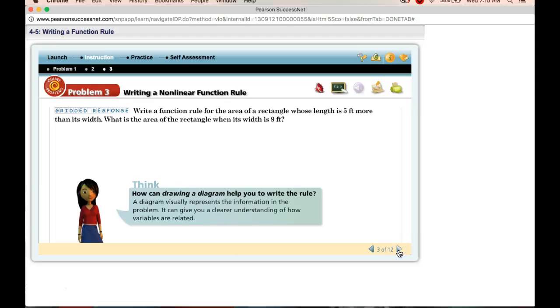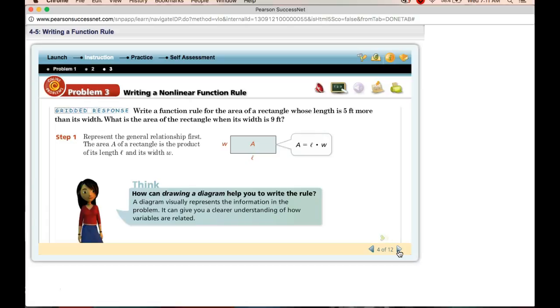A diagram visually represents the information in the problem. It can give you a clearer understanding of how variables are related. So, Step 1. Represent the general relationship first. The area, A, of a rectangle is the product of its length, L, and its width, W. So there's your formula.